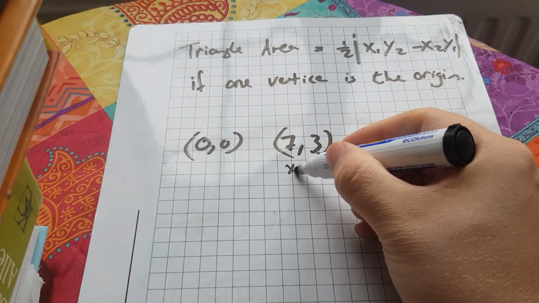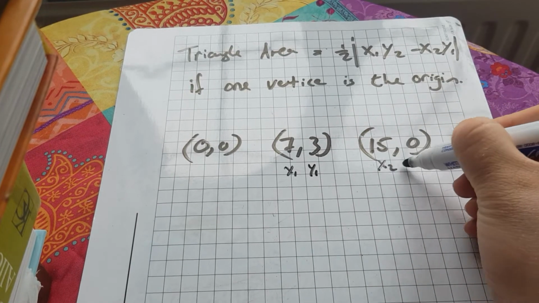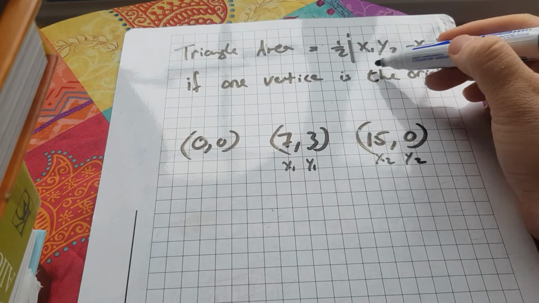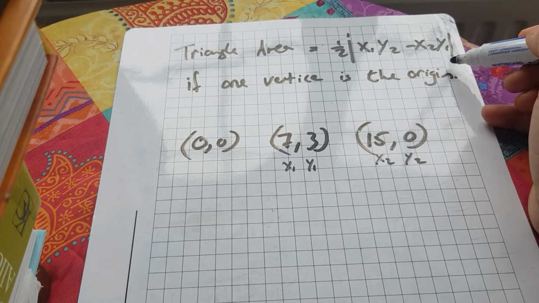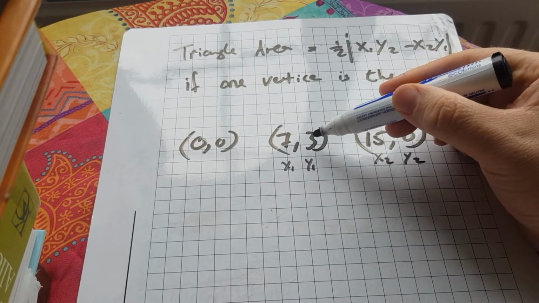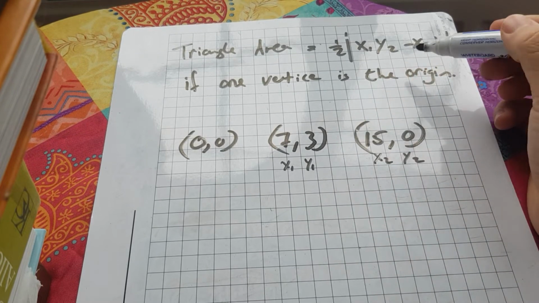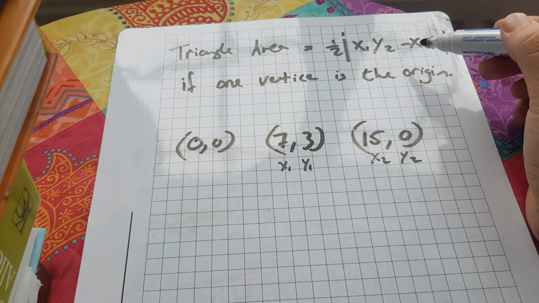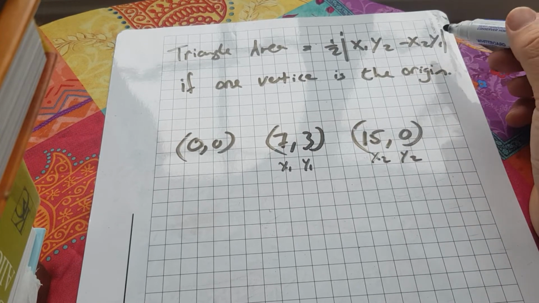So I'm going to label this one x1, y1. I'm going to label this one x2, y2. Again, it doesn't matter. The fact that it's modulus here means we only take a positive answer. So if I was to do this as x2, y2 and this as x1, y1, I would just get the opposite sign inside here, but that's not going to matter because I'm getting the modulus, the absolute value.